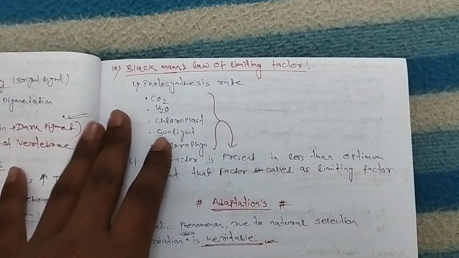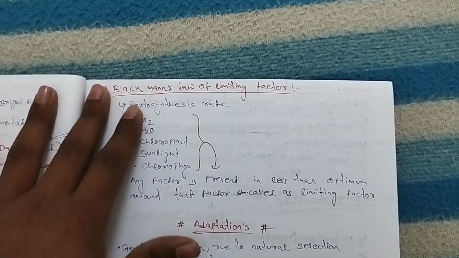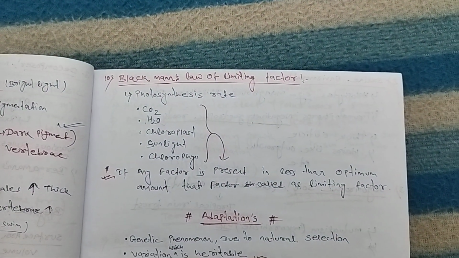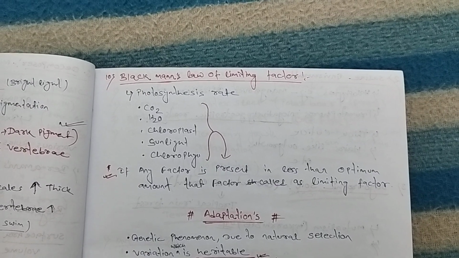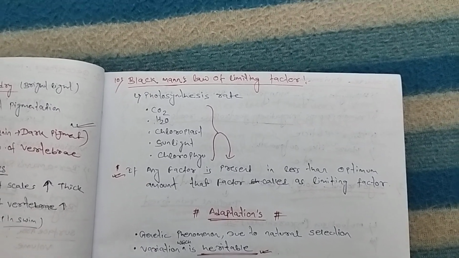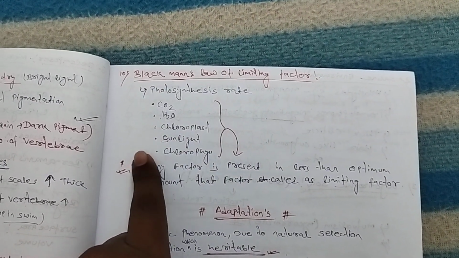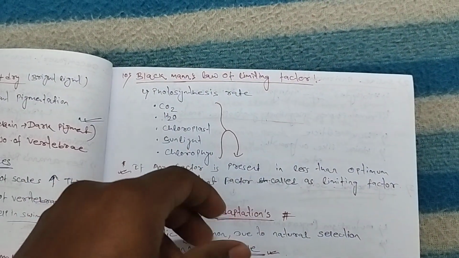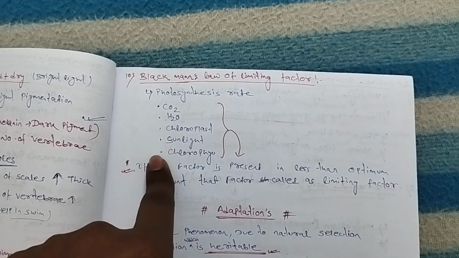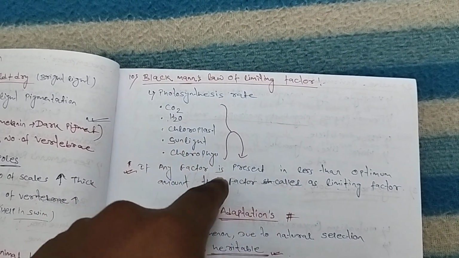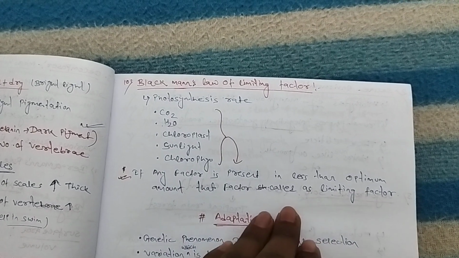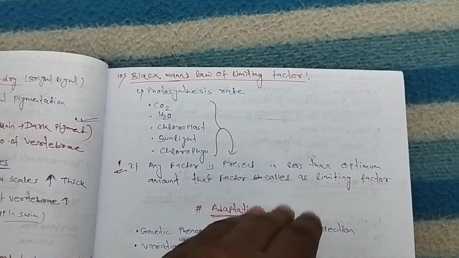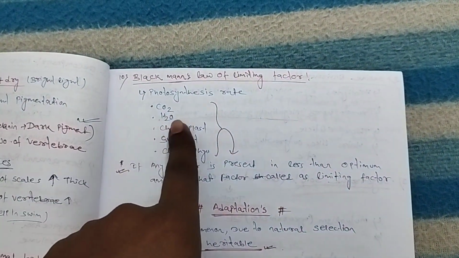Then come to the 11th rule, that is Blackman's law of limiting factors. It is mainly about photosynthesis. We know that various factors like carbon dioxide concentration, water, chloroplast, sunlight, and chlorophyll content are the factors which affect the photosynthesis rate. Any of these quantities which is present in less than the optimum amount will adversely affect the photosynthesis rate.